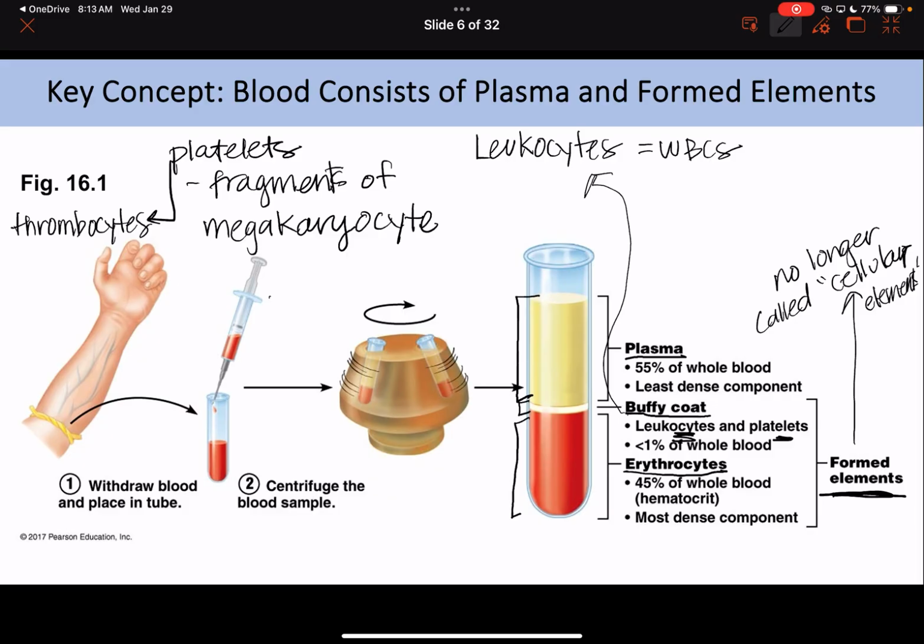And then last is our erythrocytes. Erythrocytes are about 45% of our whole blood, which is what we call our hematocrit. And we'll talk about that in a couple of slides, and it's the most dense component. And we'll talk about a little bit later why they're not true cells. But I guess I'll just tell you now. Erythrocytes don't have a nucleus, don't have mitochondria, and don't have a lot of the other organelles that other cells do. So it's not really a true cell. It's missing lots of components. Okay, so questions about the different components of blood? Okay.